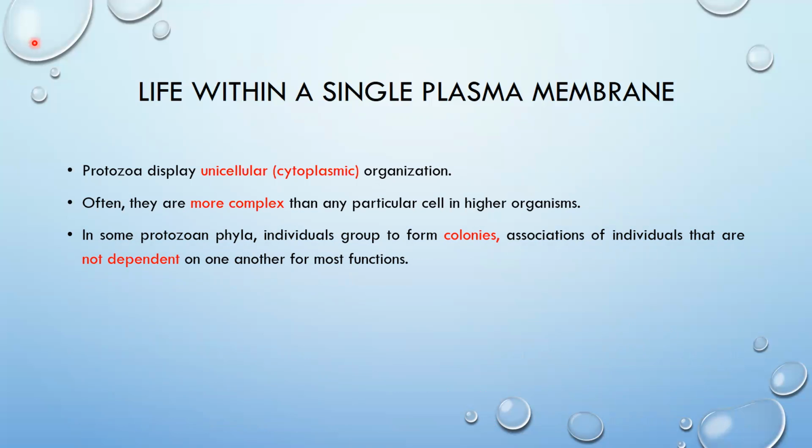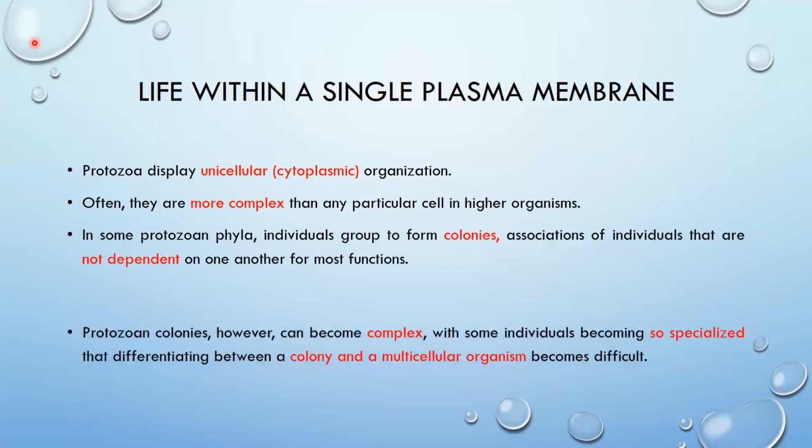Colonies are associations of individuals that are not dependent on one another for most of their functions. So mostly the protozoans exist in unicellular form or in the form of colonies. But being in a colony doesn't mean that their cells are dependent on each other. Within one colony, every cell is independent of the others.